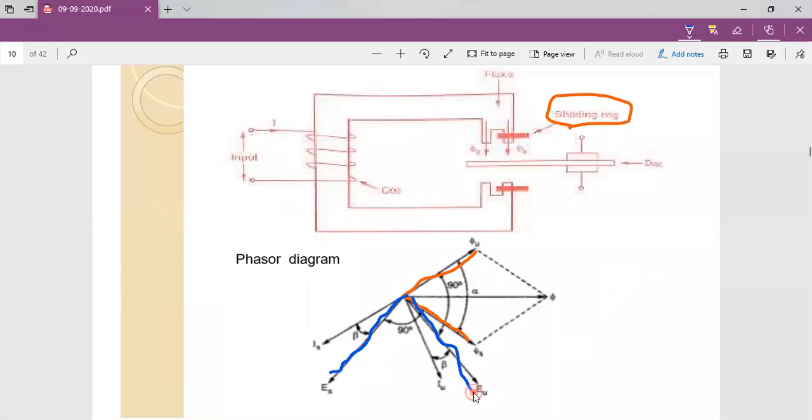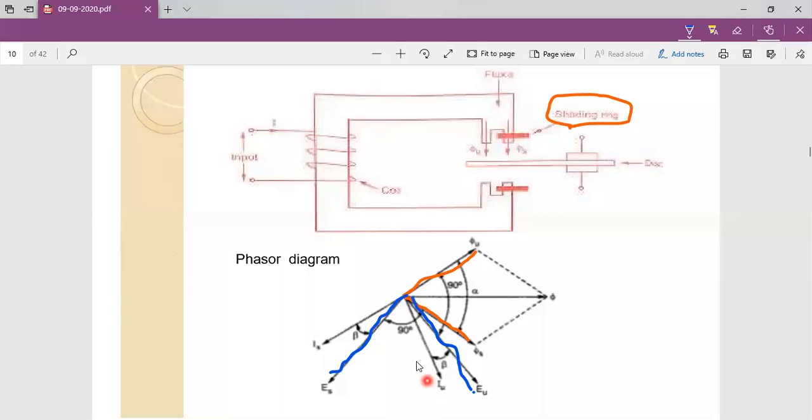This induced EMF is because of pi u. Here we can see EU because of pi u, and this EMF lags pi u at an angle of 90 degrees. Already I told you, EMF always lags flux at an angle of 90 degrees. In the same way, the induced EMF because of pi s also lags pi s at an angle of 90 degrees. For this disk, we are not taking any assumptions.